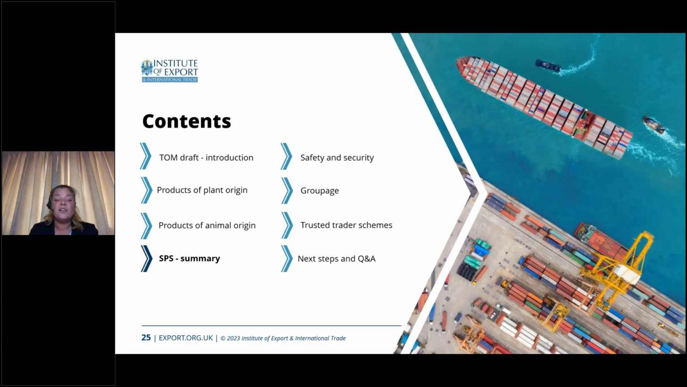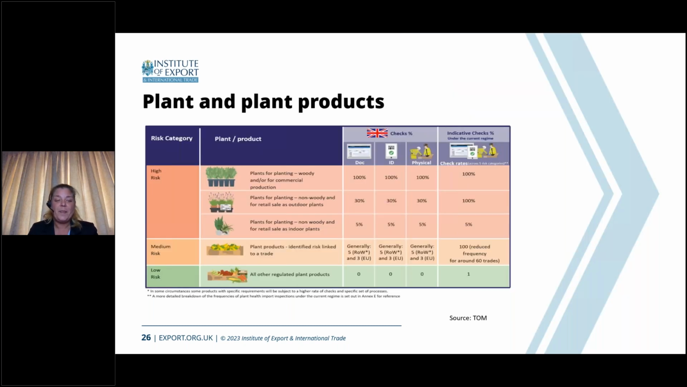So we're going to just look at a summary of all of the SPS areas that we've covered so far today. Next slide, please. So here we've given you a visualization of exactly what the implications for high risk categorizations were before, and within the new TOM model, exactly what this means from a day-to-day business operation and inspection rate.